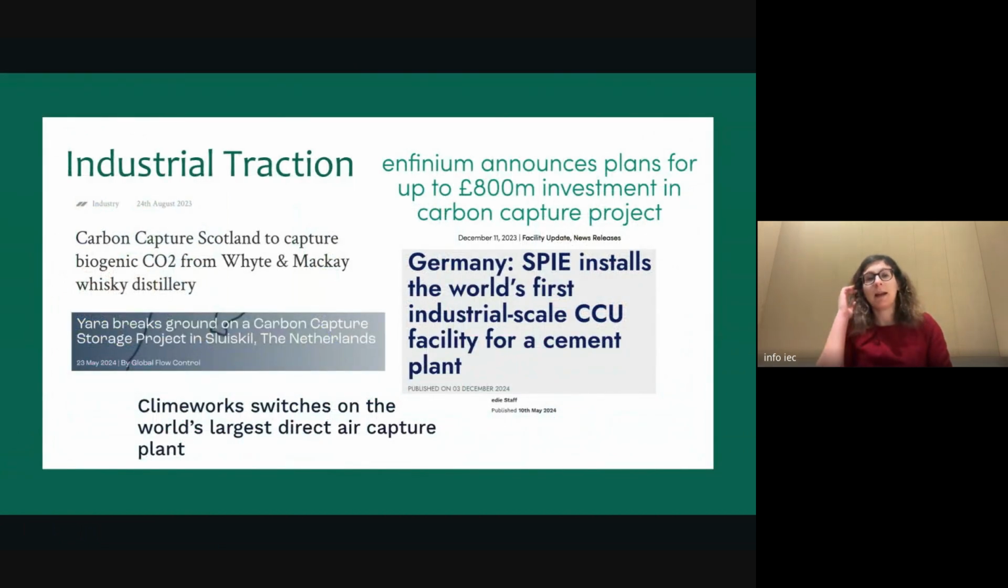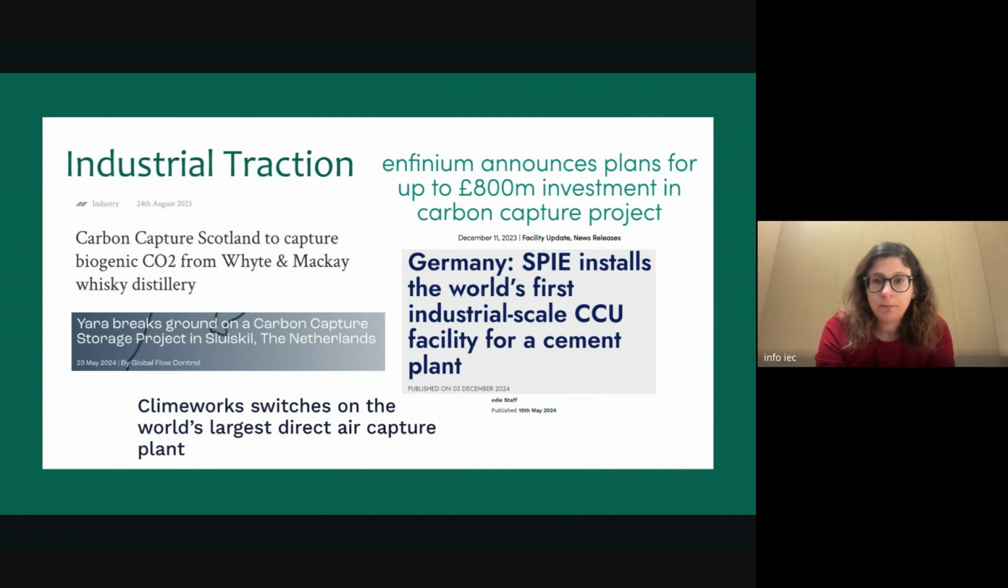So carbon capture is beginning to get industrial traction. So more and more companies are looking at doing this at scale. The last sort of decade or so has been really dominated by pilot scale projects. The learnings from those have really come to fruition, and we're now seeing all over the world, but particularly in Europe and the UK and the USA, carbon capture projects.